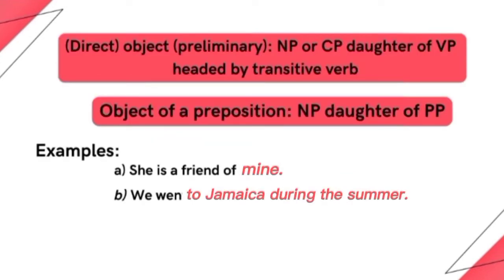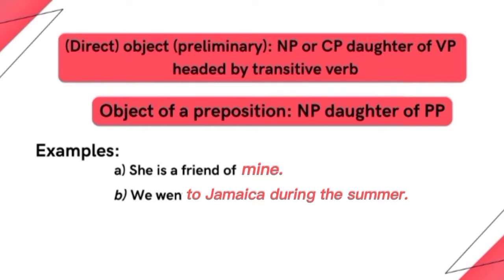To be more specific, direct objects follow transitive verbs. A transitive verb is simply an action verb. Action verbs can be followed by a number of different phrases. Transitive verbs, however, can only be followed by a direct object, as they need to act upon something or someone. The direct object can be a singular noun or noun phrase, or a group of words that act as a noun together. Object of preposition, NP daughter of PP.